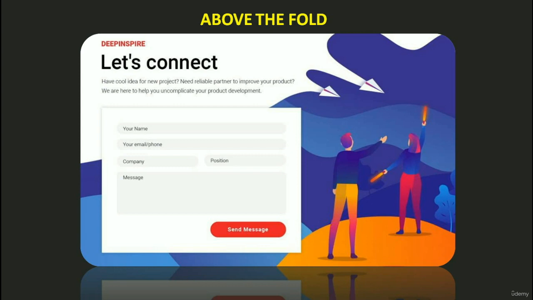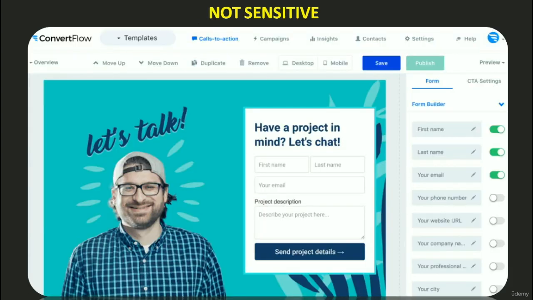Next one is above the fold. Keep at least part of the form visible to readers above the fold so that they don't have to scroll down the page. Not sensitive. If you ask for sensitive information such as a social security number or company revenues, you will dramatically lower your conversion rates. Keep the information you ask for relatively light in the beginning and collect more sensitive information later in the sales process.